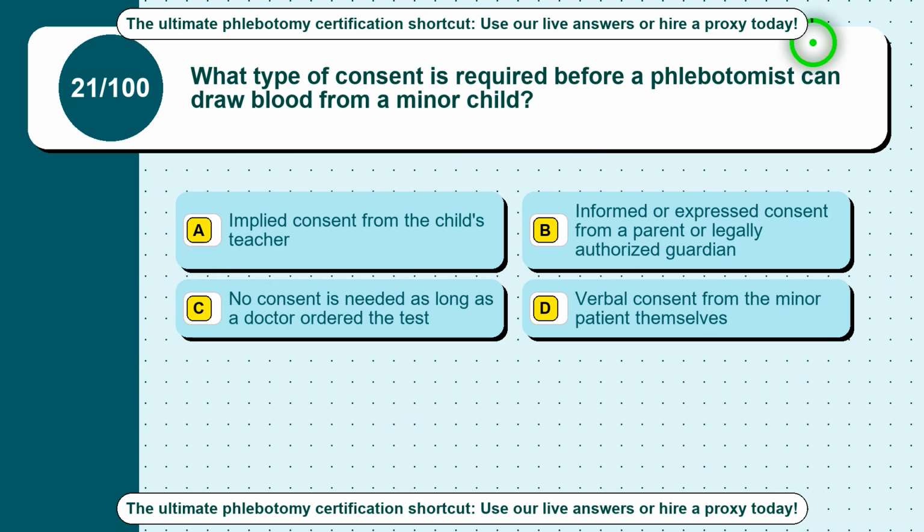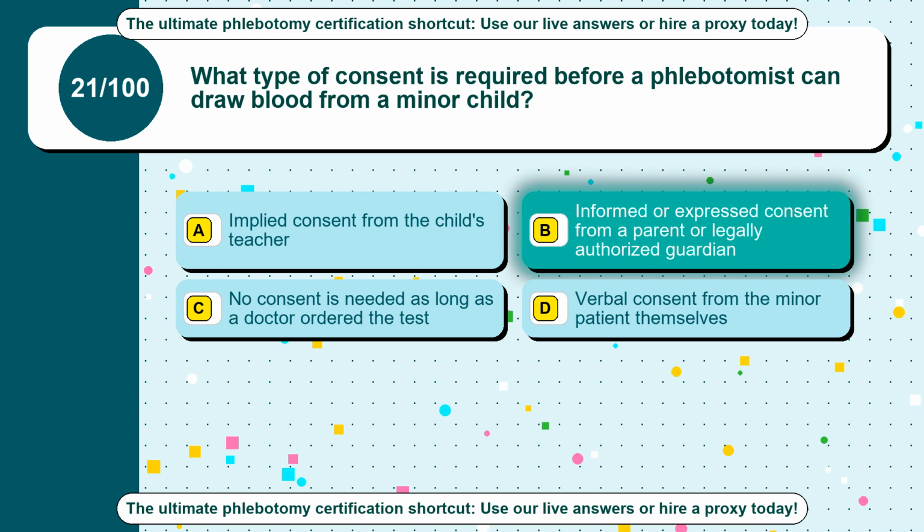Question 21. What type of consent is required before a phlebotomist can draw blood from a minor child? Option A, implied consent from the child's teacher. Option B, informed or expressed consent from a parent or legally authorized guardian. Option C, no consent is needed as long as a doctor ordered the test. Option D, verbal consent from the minor patient themselves. The correct answer is option B, informed or expressed consent from a parent or legally authorized guardian.